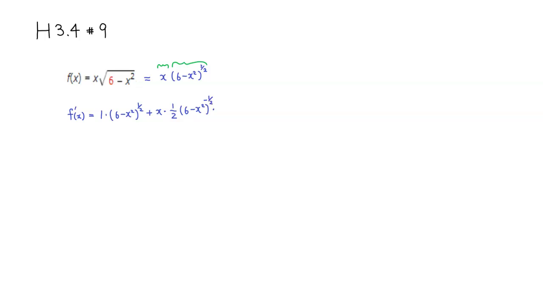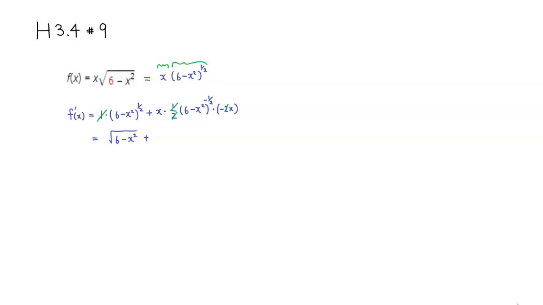Then multiply by the derivative of the inside. The derivative of 6 is 0, and the derivative of negative x squared would be negative 2x. So we have that. Let's clean it up. You have a 2 on top and a 2 on the bottom, so you can scratch those out. And then we can probably go back to square root. The 1 doesn't do anything, so this is just the square root of 6 minus x squared.